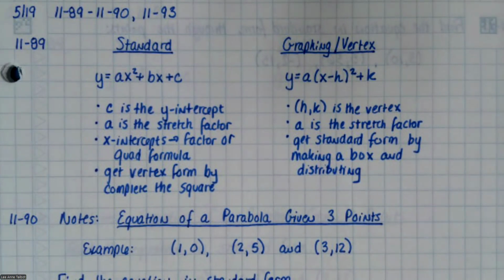And you can get to standard form by making a box for the squared part and then distributing. So I don't know, those of you that have Mr. Diamond, he's got this little chart, this little flow chart deal. And it's like standard form, and then complete the square to graphing form, and then x-intercepts, factors. I should probably have it if I want to actually refer to it.